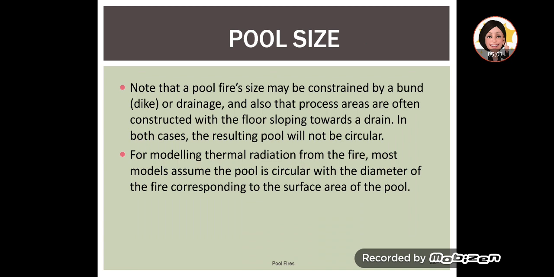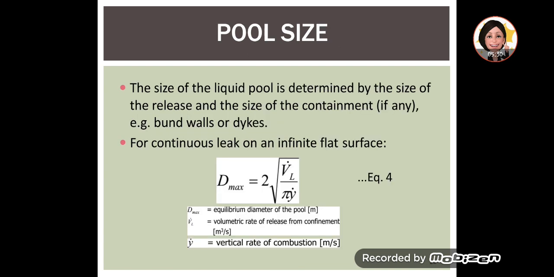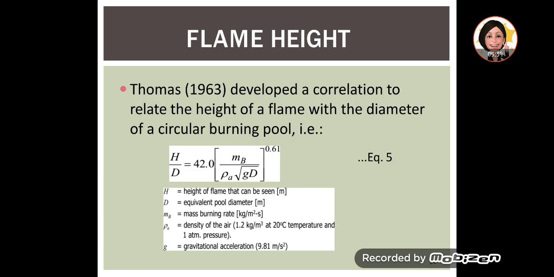Okay. And then the pool size. Although the pool size is constrained by a bund or a dike or drainage, and it may not be circular, for thermal radiation modeling we still assume the pool to be circular. So this is the equation for us to calculate the size of the pool. Then we have equation 5, which is used to calculate the flame height. Okay.